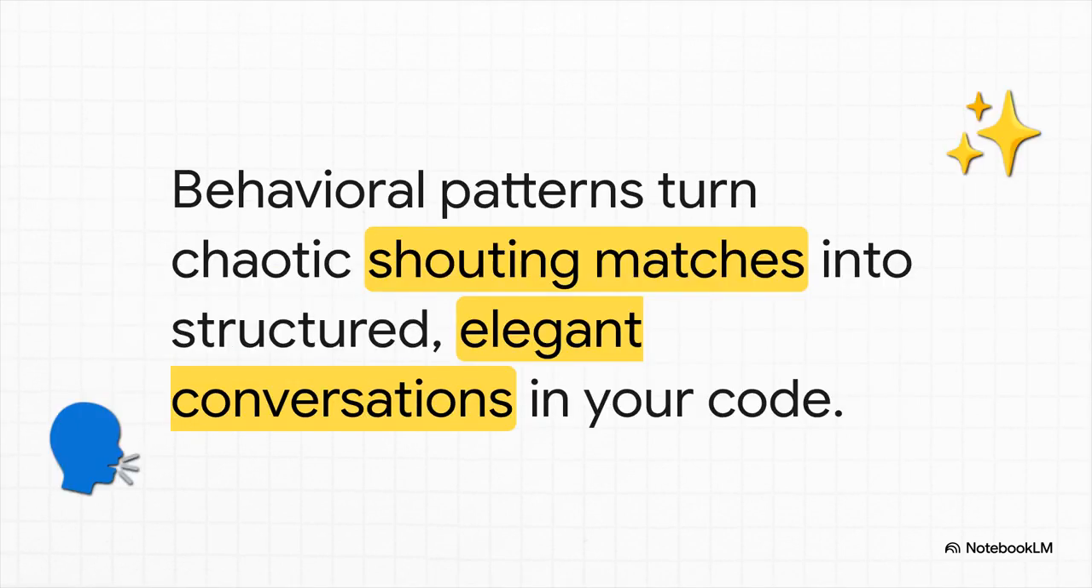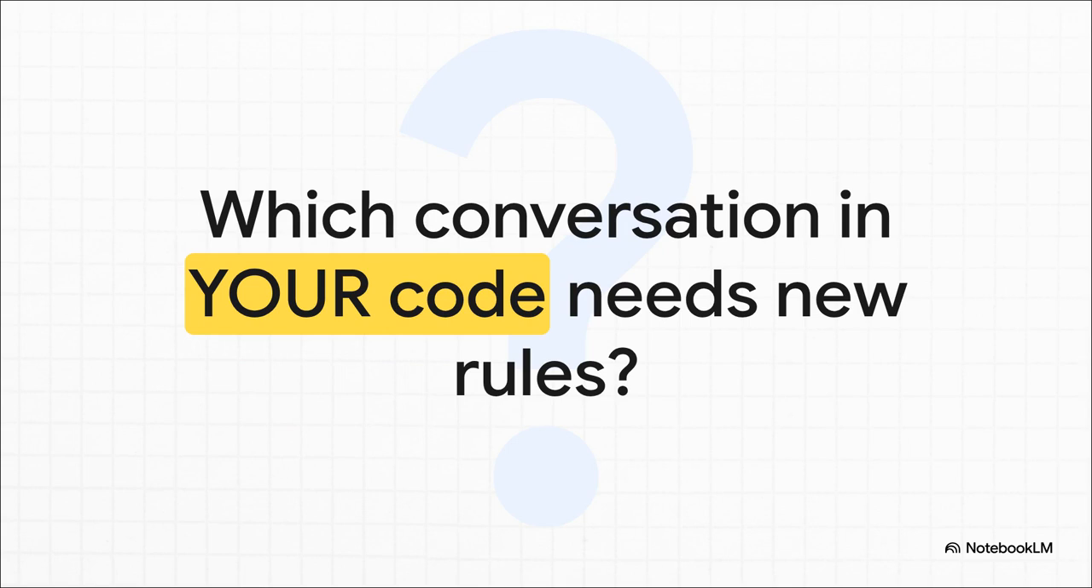In the end, that's really what it's all about. Behavioral patterns are the tools we use to turn those chaotic shouting matches in our code into structured, elegant conversations. It's what separates a fragile, unpredictable system from a clean, maintainable, and truly professional one. So as we wrap this up, I'll leave you with this question to chew on. Take a look at the project you're working on right now. Where are the communication bottlenecks? Where does the code feel tangled and brittle? Which conversation in your code could really use a new, more elegant set of rules?